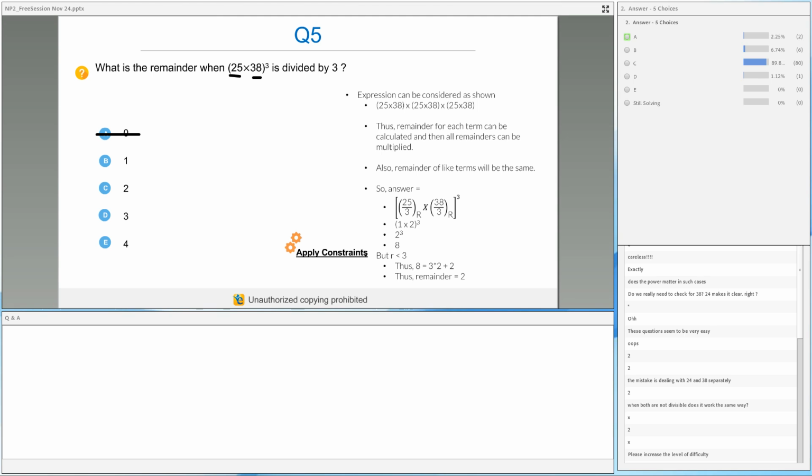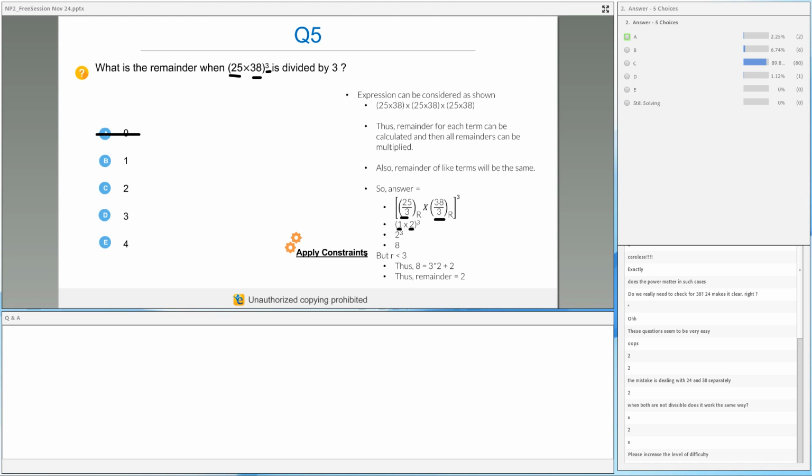Say I'm dividing this number 25 and 38, and I know there's a power 3. This power 3 does play a role. So 25 into 38 to the power 3 means that 25 into 38 is being repeated 3 times. The easy way is to first find out 25 by 3. What is the remainder when 25 is divided by 3? What is the remainder when 38 is divided by 3? Find out these two things. You'll get 1 and 2 respectively.